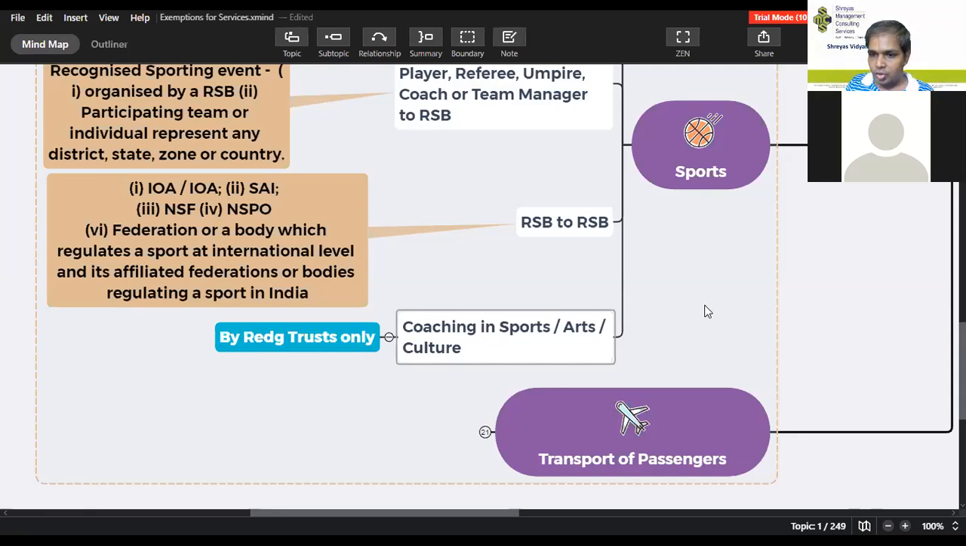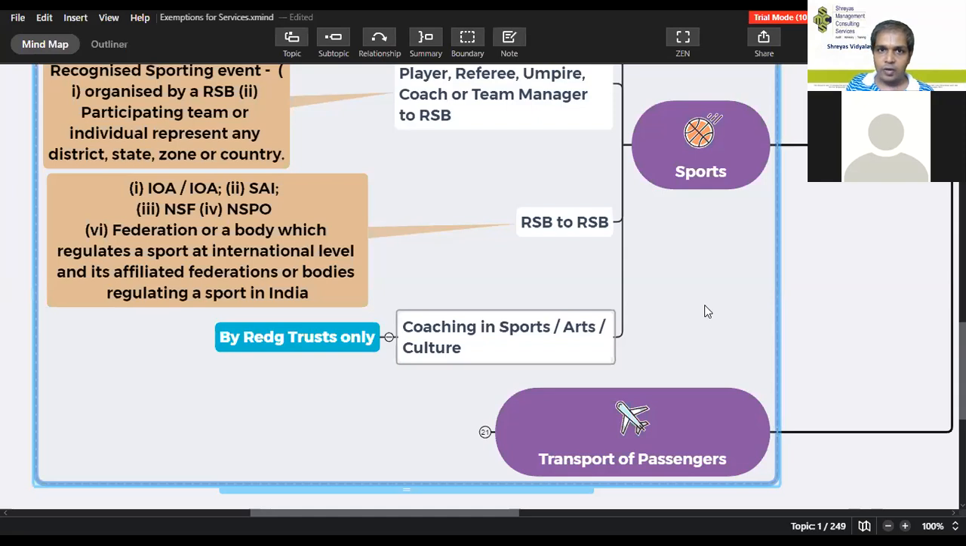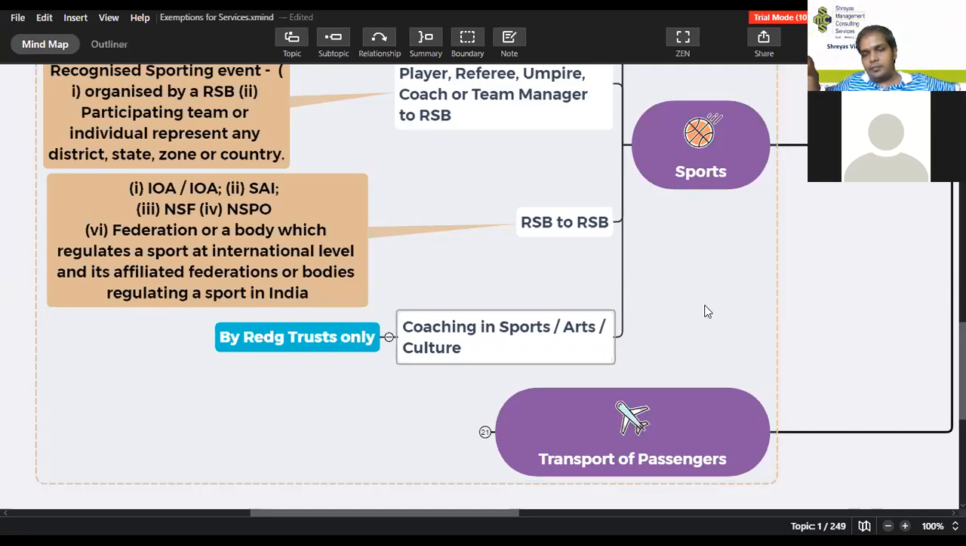Any other answers? Do you want to answer? We'll anyways move forward. So this is about sports. We are done with sports now. So I think you must be clear. Organizer of the event and the player. So player, we told only if it is related to a recognized sporting event, recognized sports body. Organizer, only FIFA and the National Sports Federation have been given exemption.